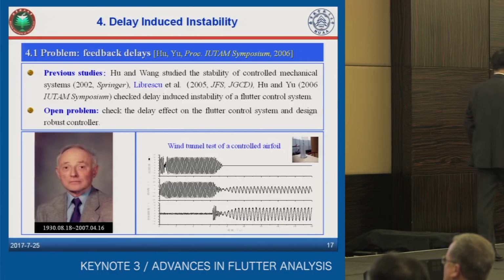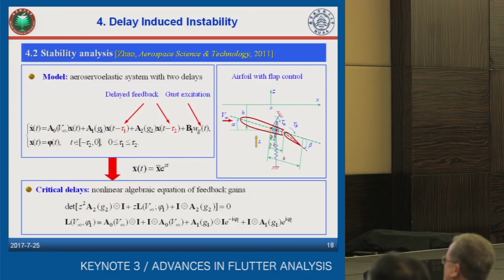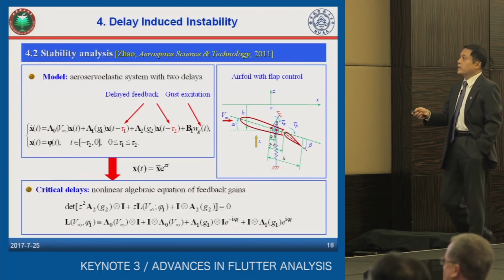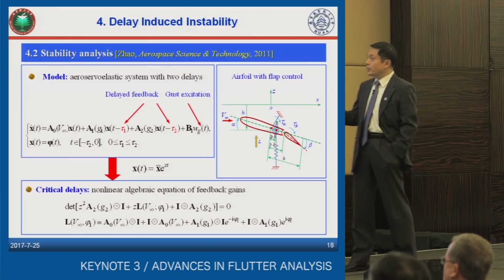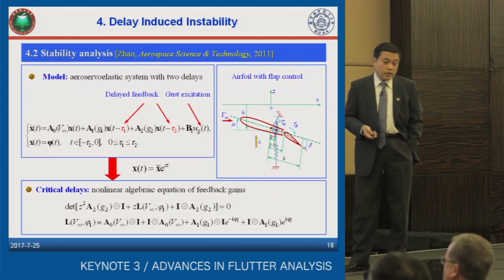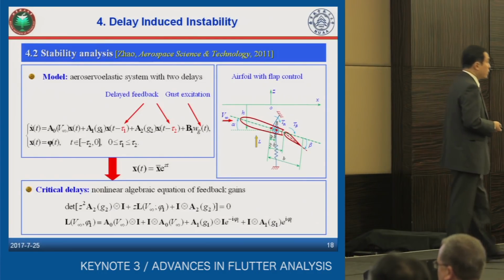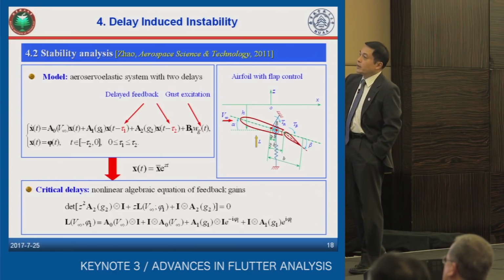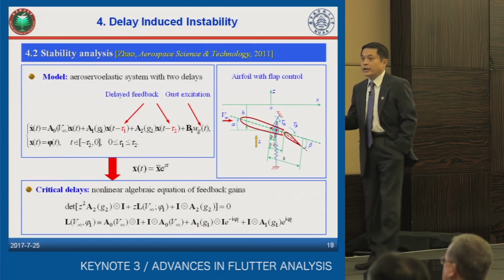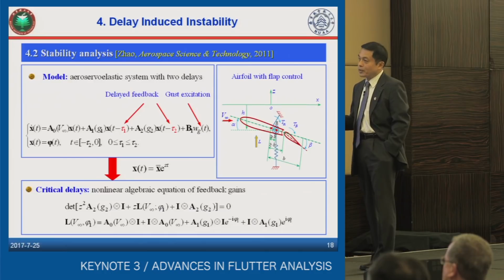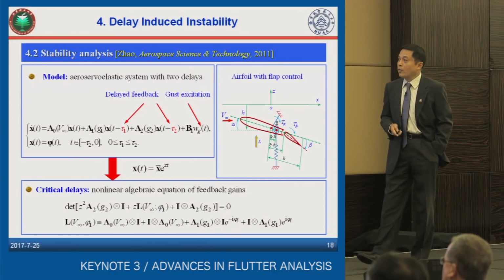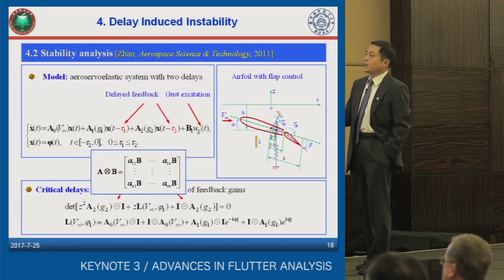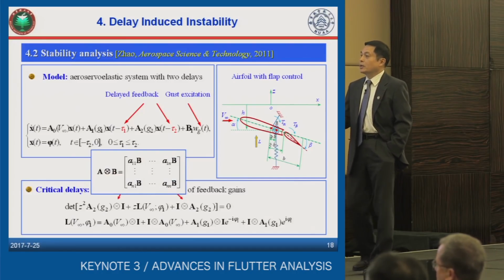Now let me turn back to the stability analysis of a controlled system if time delays are involved. In this case, for example, we look at the simple case of a flutter system with a control, but with two time delays, tau1 and tau2, introduced by the position feedback and velocity feedback. And we substitute the critical system state into the differential equation. Then we can get a nonlinear algebraic equation. This is the eigenvalue problem. And here we use the Kronecker product to simplify the form of this eigenvalue problem. And here L is the matrix depending on the velocity.